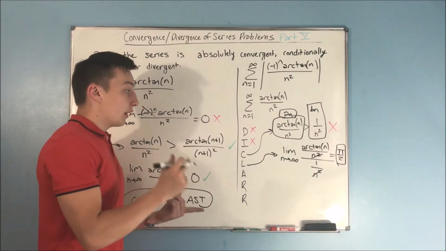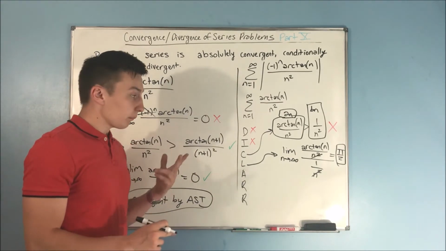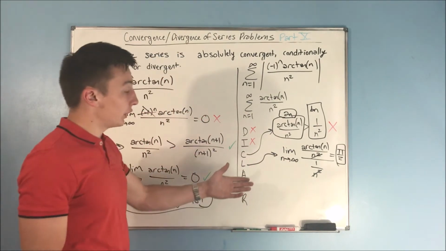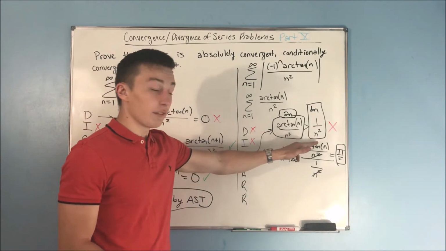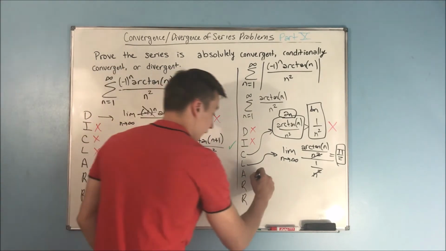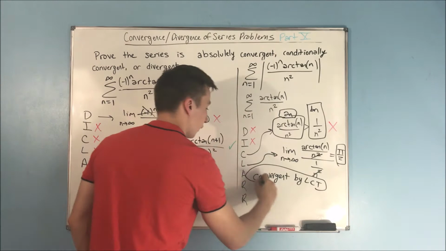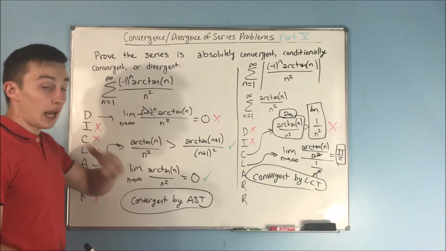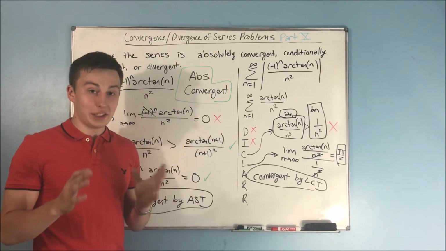Now, that is a finite number, and that is greater than 0. What that tells you is that either both these series are going to converge or both of them are going to diverge. Since we know that this series converges, this series is going to converge as well. So this is convergent by the limit comparison test. And that means that this series right here is absolutely convergent.